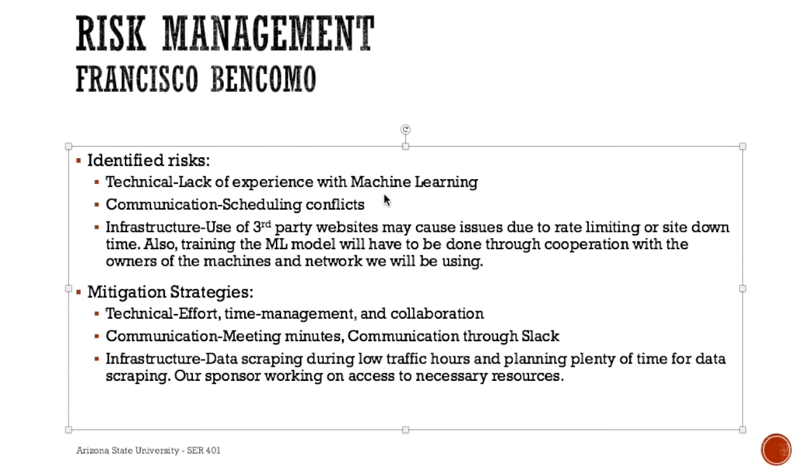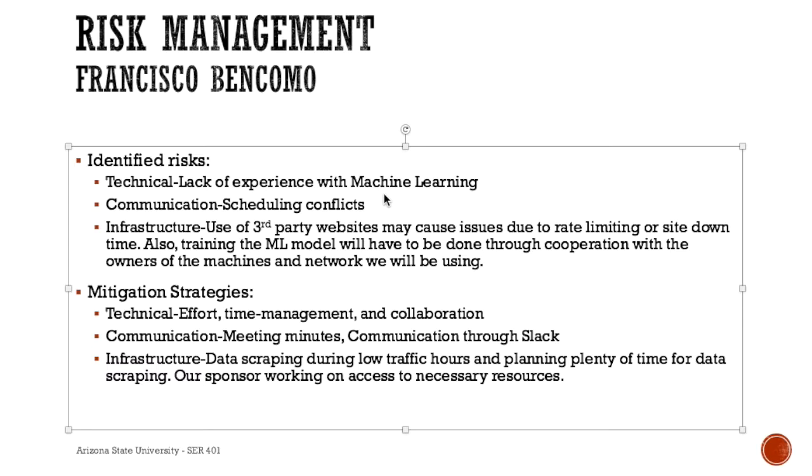My name is Francisco, and I'm going to be talking about risk management. We were asked to identify 3 different types of risk: technical, communication, infrastructure, and then provide mitigation strategies for those. Our technical risk was going to be lack of experience with machine learning. The mitigation strategy we had is effort, just putting in the effort to learn, time management, and collaboration.